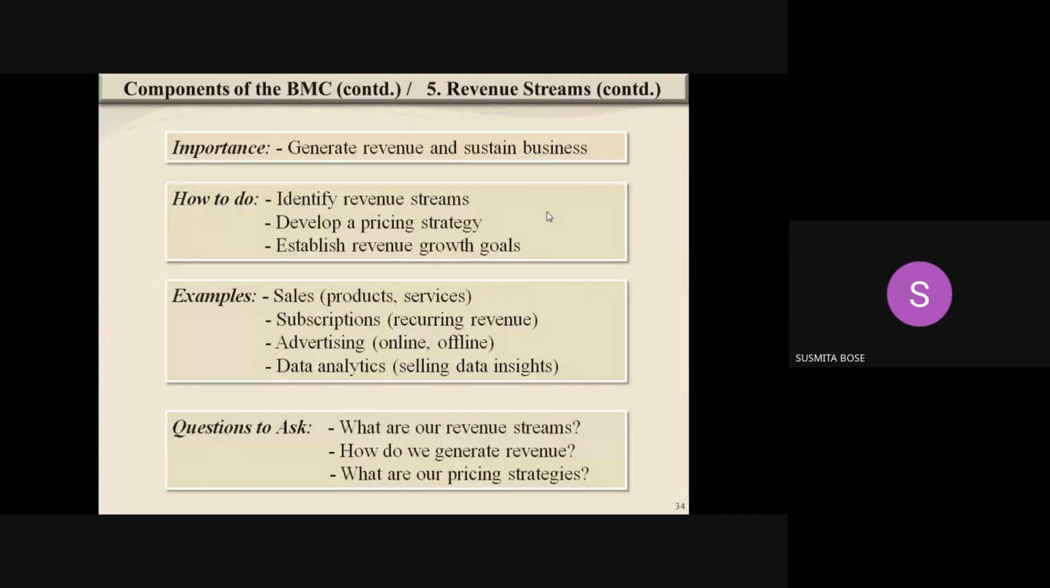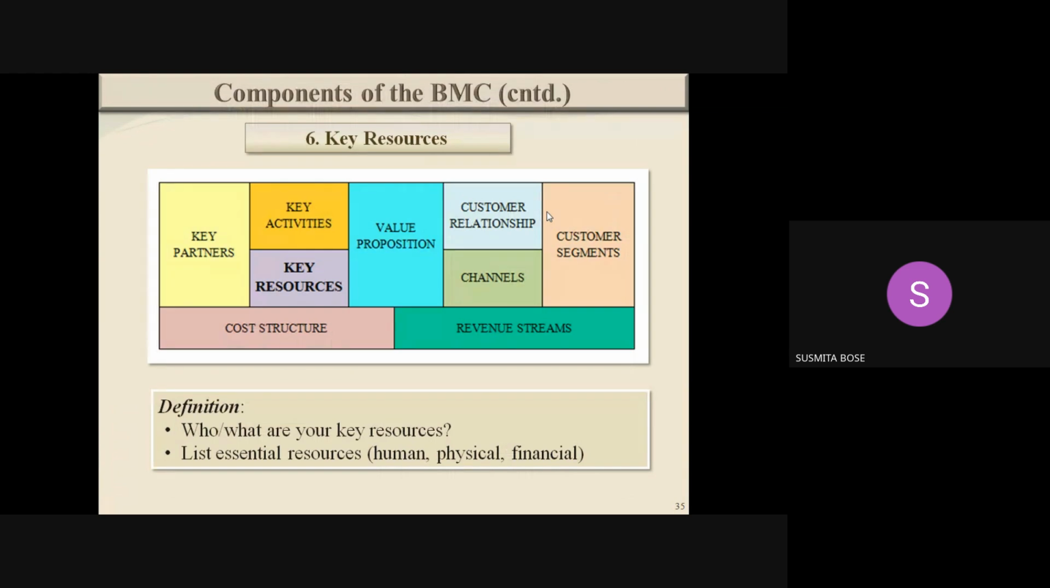For example, sales, products and service, subscription, like recurring revenues, advertising online or offline, data analytics like selling data insights. And the questions you need to ask are: what are the revenue streams? How do we generate revenues? What are our pricing strategies? Pricing strategies are very important when you are launching a new product. So what are our pricing strategies? These are the questions that you need to ask yourself and need to get the answers to.